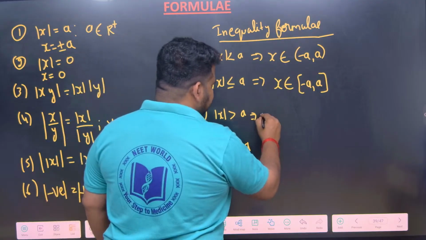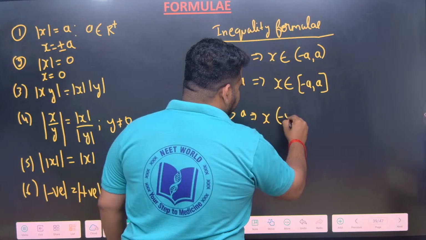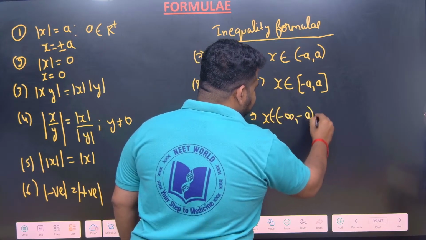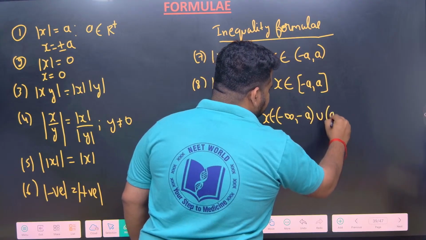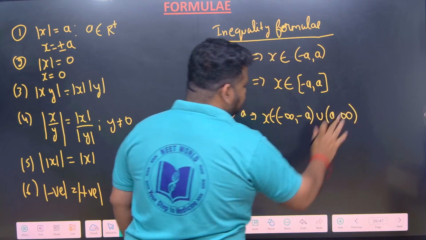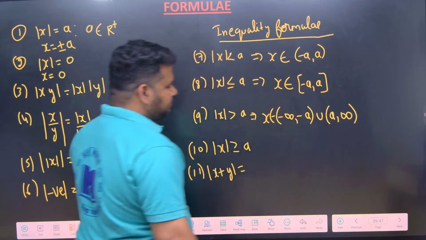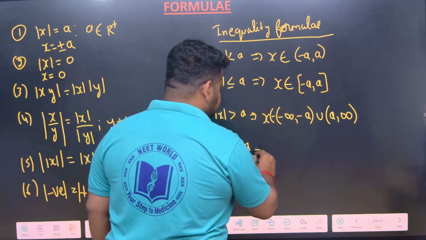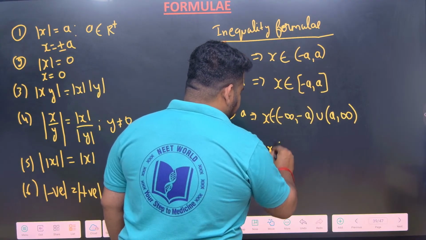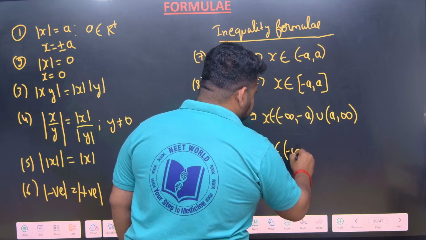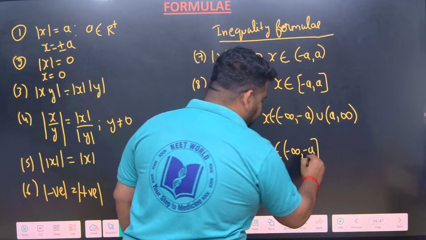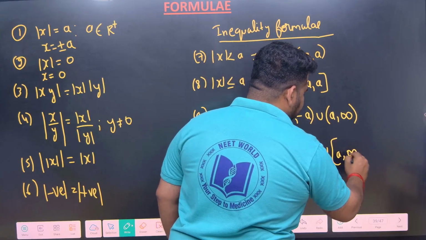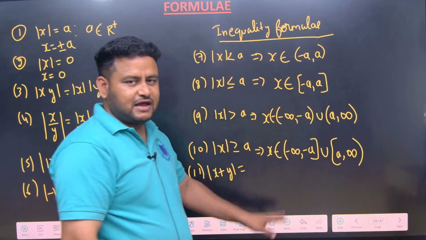Then this implies x belongs to the open interval minus infinity comma minus a, union the open interval a comma positive infinity. These are open intervals because it is greater than a. If it is greater than or equal to a, this implies x belongs to the interval minus infinity comma minus a, closed at minus a, union the closed interval a comma infinity. This is what we will have, friends.